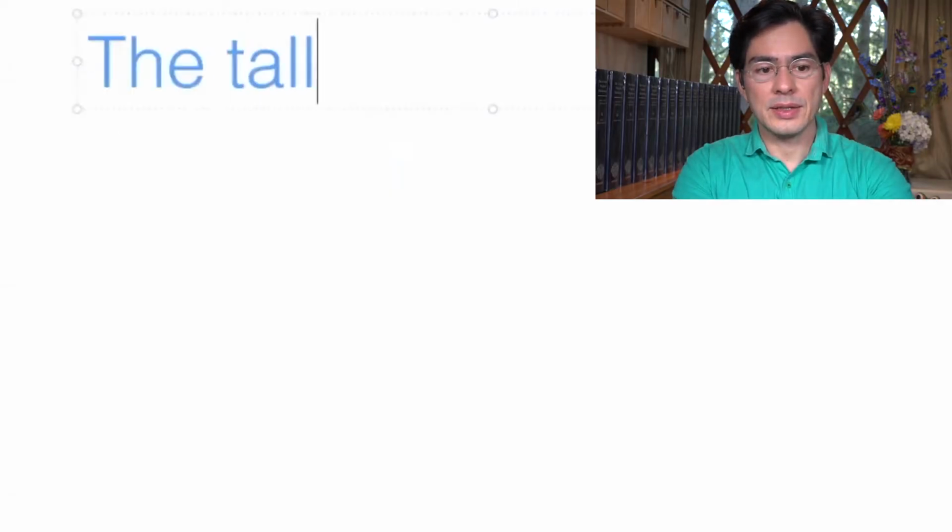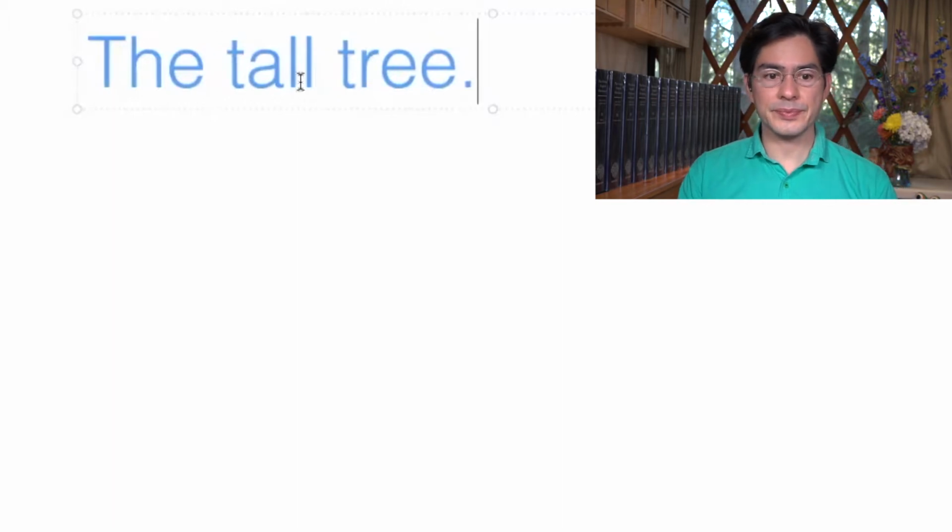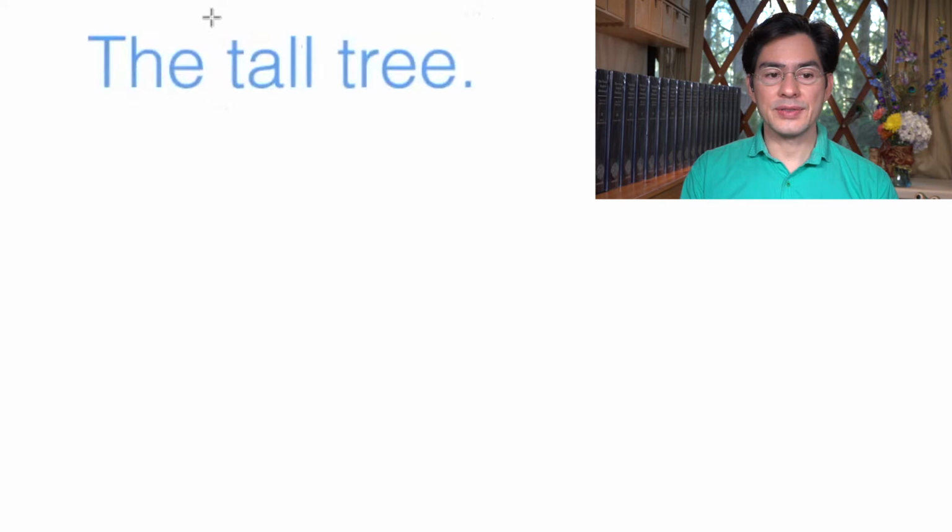For example, if I said the tree is tall, here tall comes in the predicate of the sentence. Let me put those up so you can see what I'm talking about. So if I say the tall tree, here you can see that the adjective tall comes before the noun that it's describing, in this case, tree.